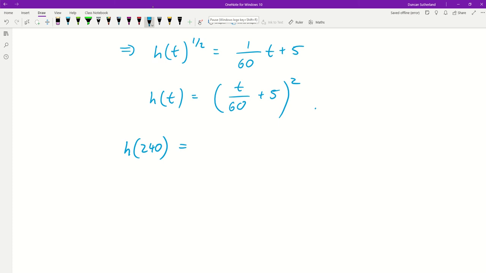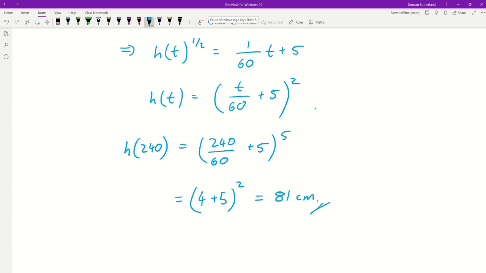So let's plug in 240 divided by 60 plus 5, all squared. 240 divided by 60 is 4. 4 plus 5 is 9. Squared is 81. So the plant got to 81 centimeters tall by the end of the growing period.